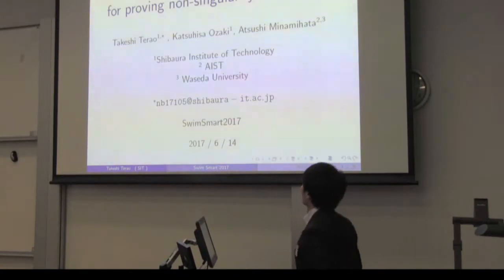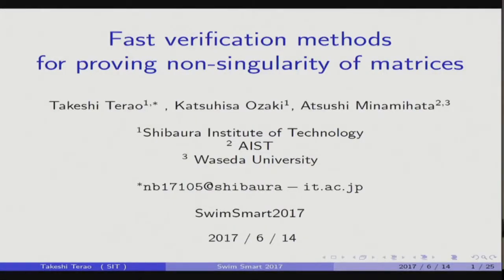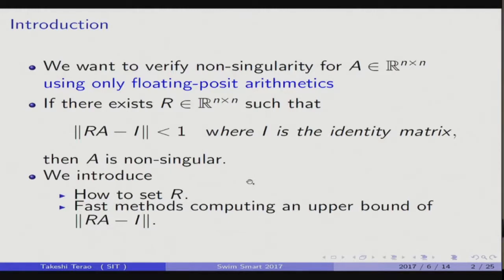So today I'd like to talk about a fast verification method for proving non-singularity of matrices. We want to verify non-singularity for an n by n matrix A using only floating point arithmetic. If there exists R such that this inequality is satisfied, where I is the identity matrix, then A is non-singular. So we introduce how to set R and the first method, computing an upper bound of this norm.